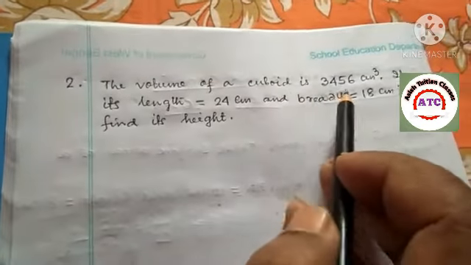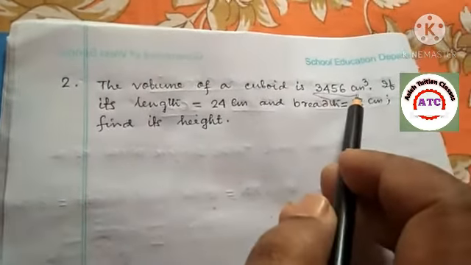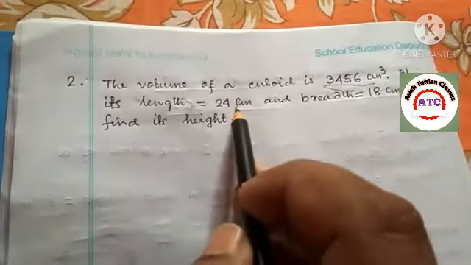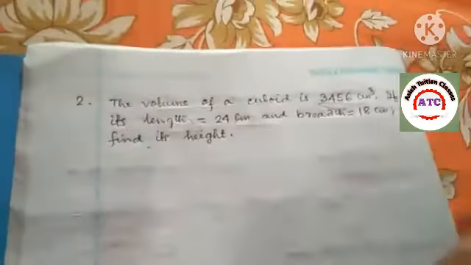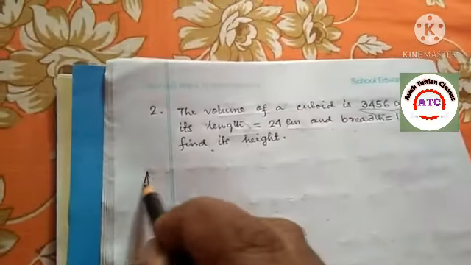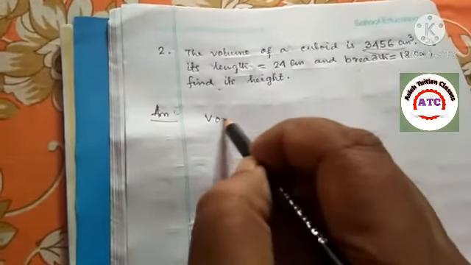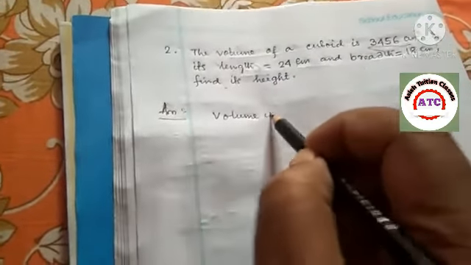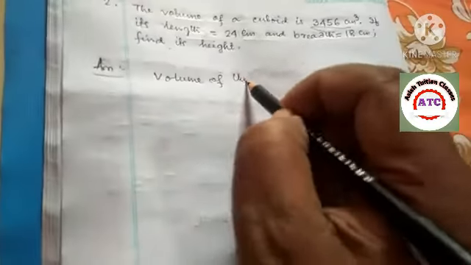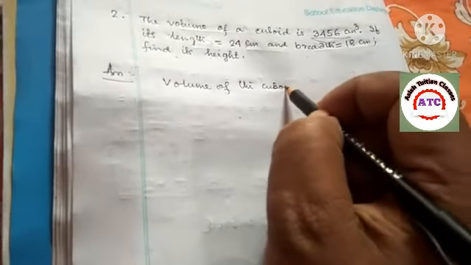Let's see another problem. The volume of a cuboid is 3456 centimeter cube. If its length is 24 centimeter, breadth is 18 centimeter, find its height. Let's see. Volume of the cuboid is 3456 centimeter cube.